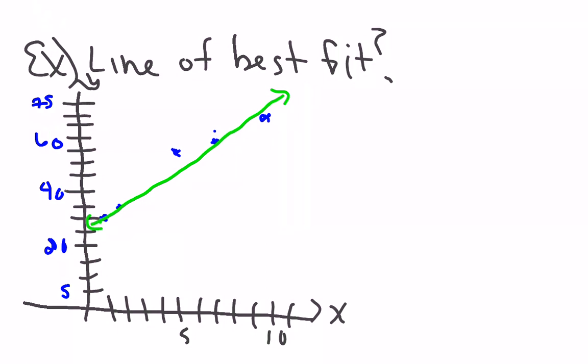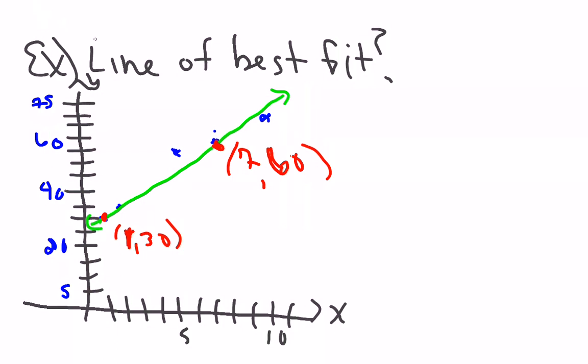So starting here with this first point, this was at point (1, 30). And then let's go with this point here. And that was at the point (7, 60). So the trick is that you want to pick a couple points that are on the line, and that would allow us to write an equation for that line of best fit. Okay, so let's see how we do that.